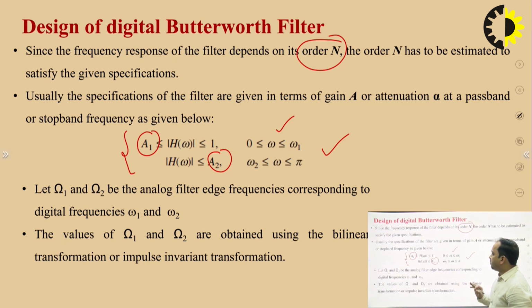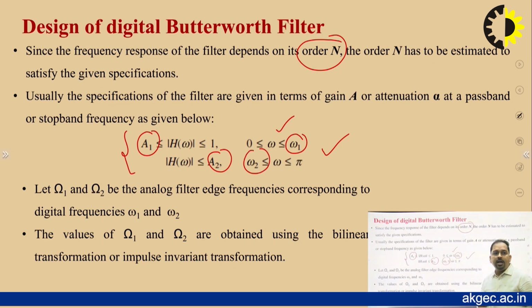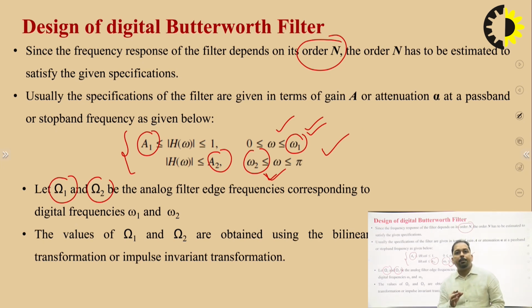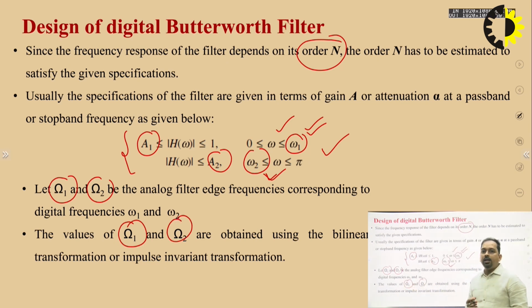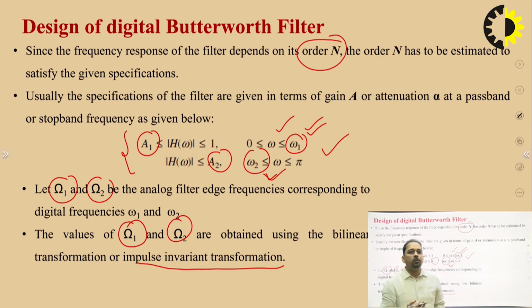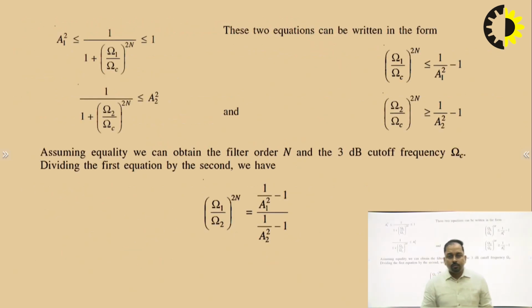How can we design it? First of all, omega 1 and omega 2 are called edge frequencies. Ohm 1 and ohm 2 are the analog frequencies corresponding to these digital frequencies omega 1 and omega 2. We can calculate the values of ohm 1 and ohm 2 since we are already aware of the mapping of analog frequency to digital frequency. We have two techniques to calculate them, depending on what kind of transform we use: either the bilinear transformation technique or the impulse invariance transformation technique. Based on either of these techniques, we can calculate the values of ohm 1 and ohm 2.